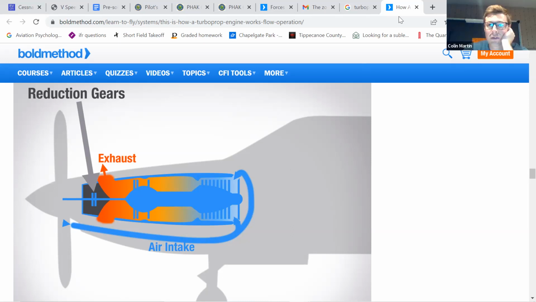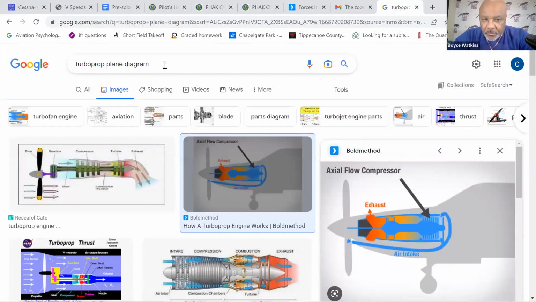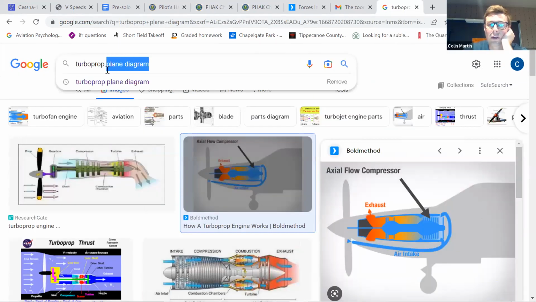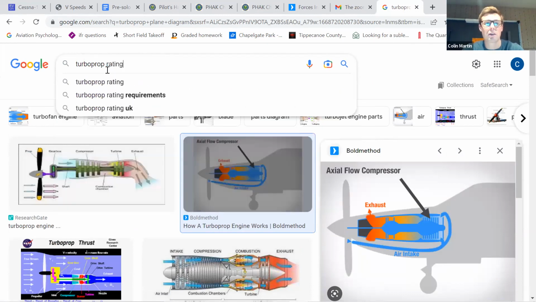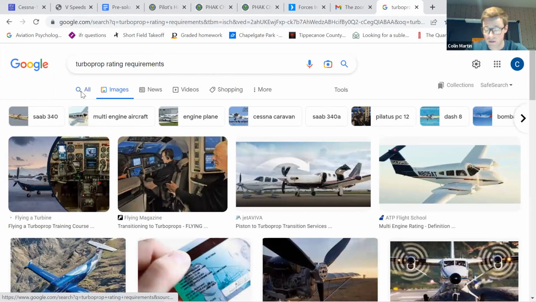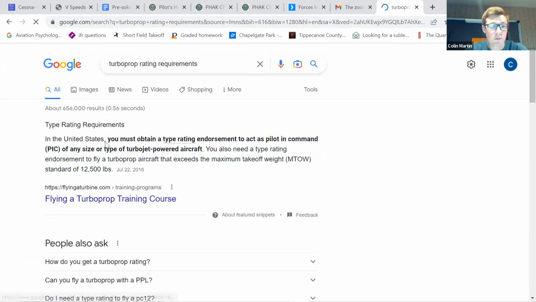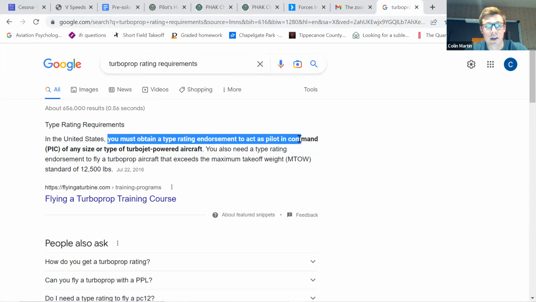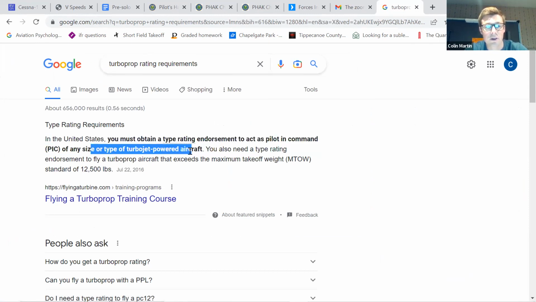So like a turboprop, would you be able to fly one, or you'd have to go get another rating to fly one? I would need to get endorsed, I believe. Really? Okay. We could look up turboprop rating requirements. Type rating endorsed, act as pilot in command of any turbo jet powered aircraft.